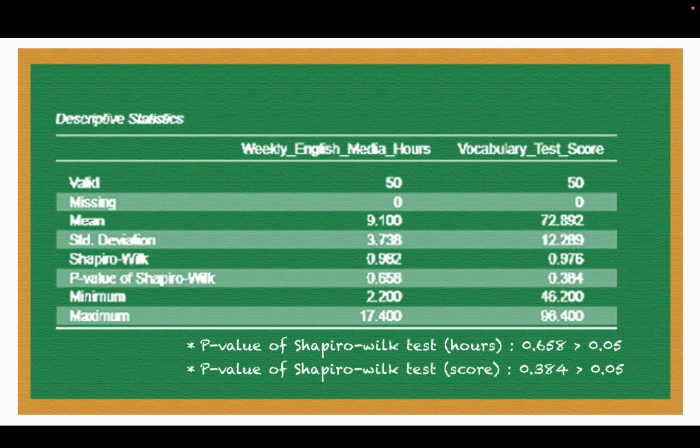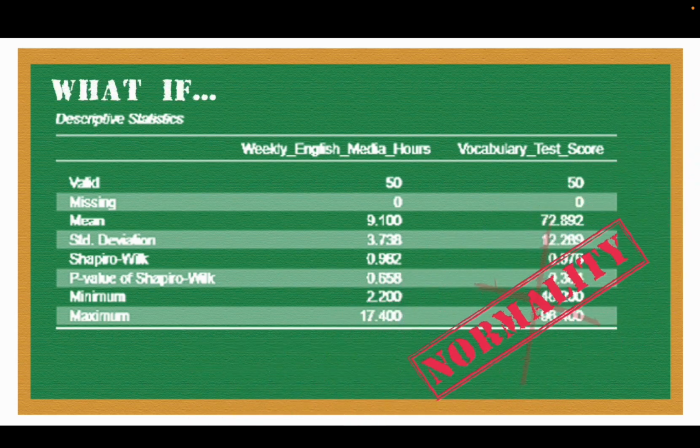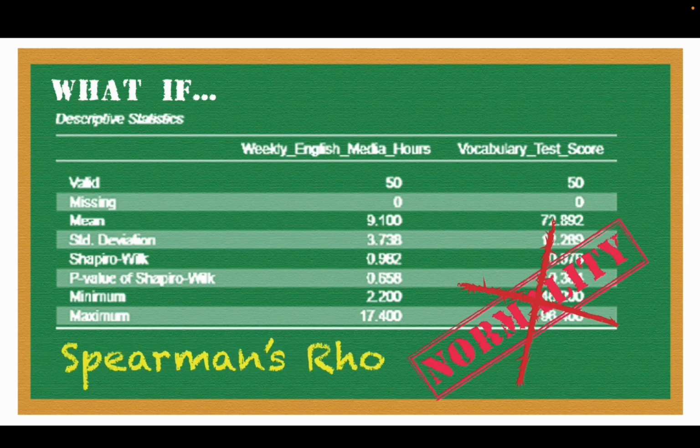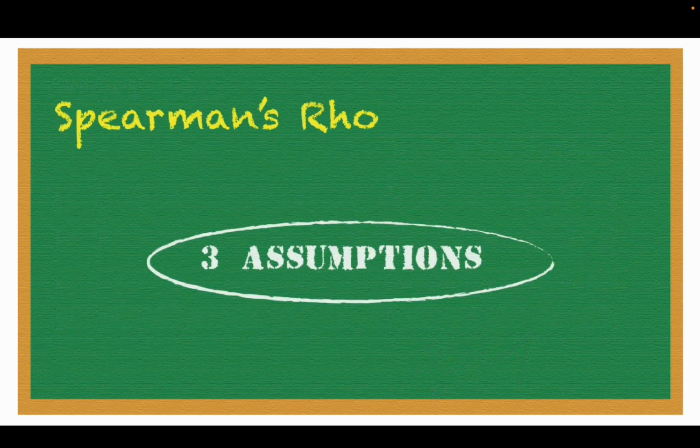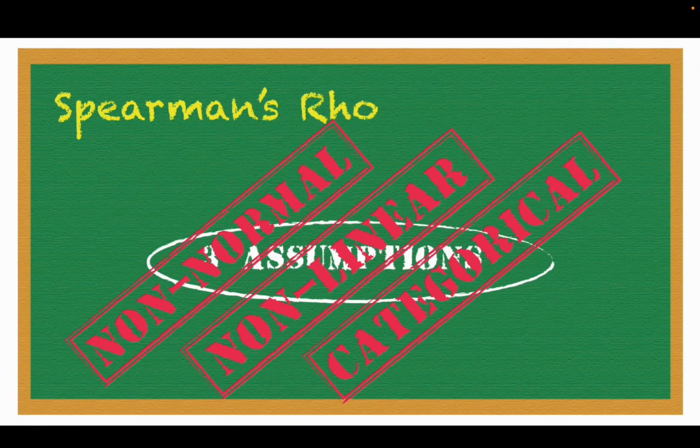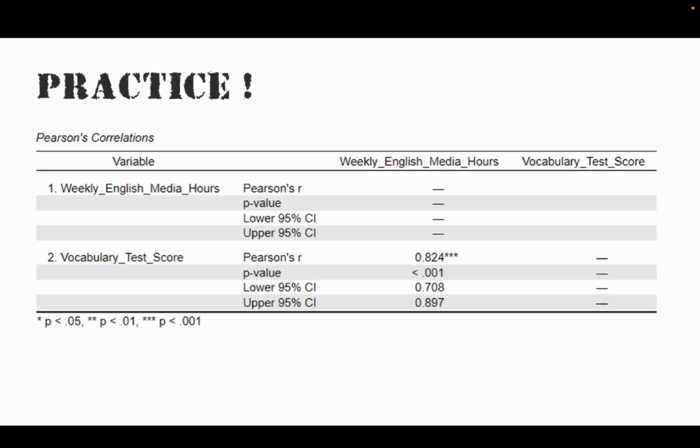Well, the p-values for the Shapiro-Wilk test are both above 0.05, so they are normally distributed. If they were not, can we use Spearman's rho? Yes, Spearman's rho is used when neither of these assumptions are met. Non-normal, non-linear, or categorical variables. Anyways, we use Pearson's r for this data because all the assumptions are met. Now, can you interpret this value?